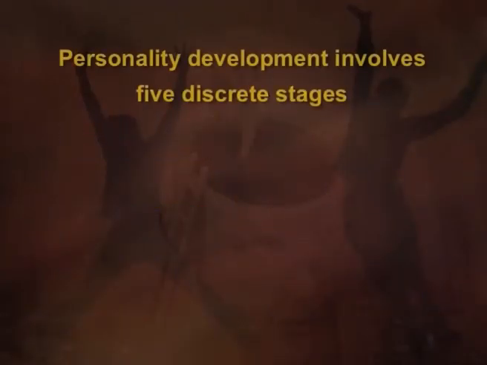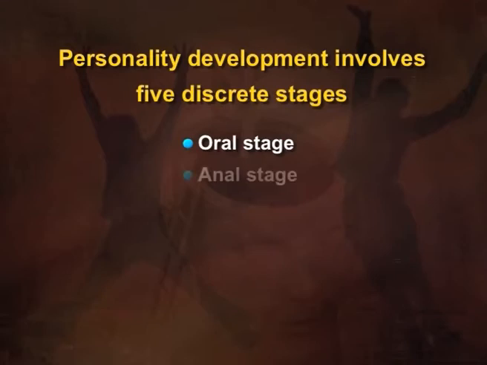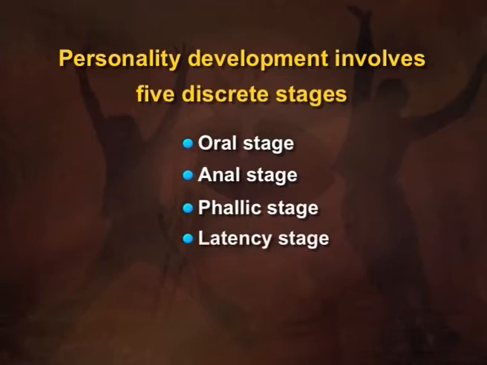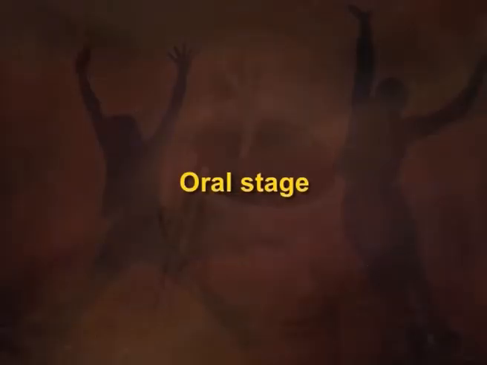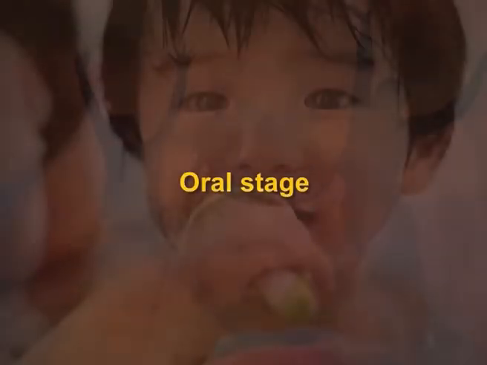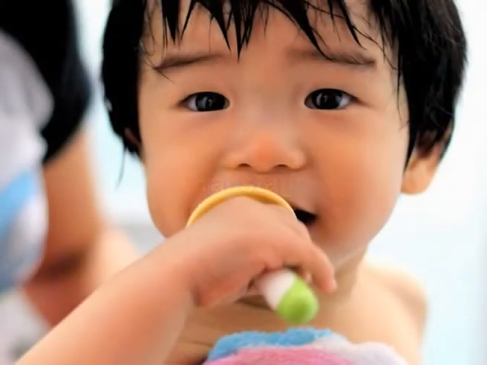To Freud, personality development takes place in 5 discrete stages. Firstly, the oral stage, anal stage, phallic stage, latency stage, and finally, genital stage. In the first stage of development, called the oral stage, the baby's mouth is the focal point of pleasure.